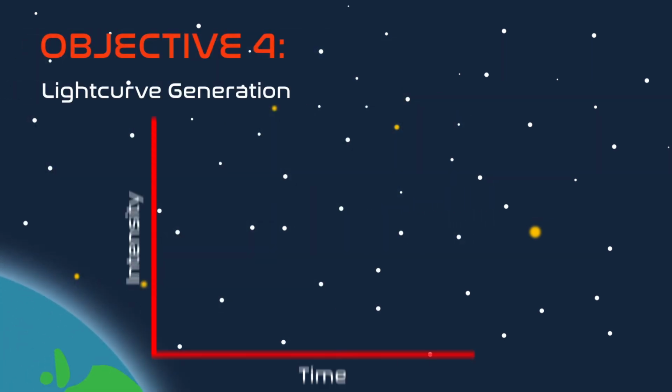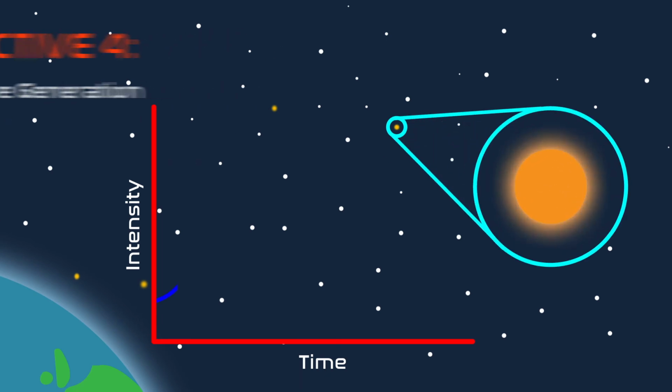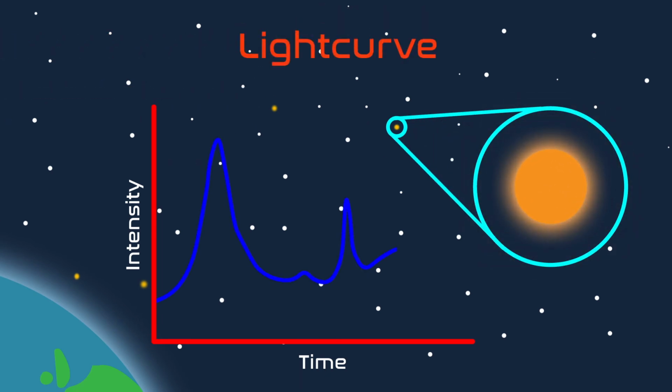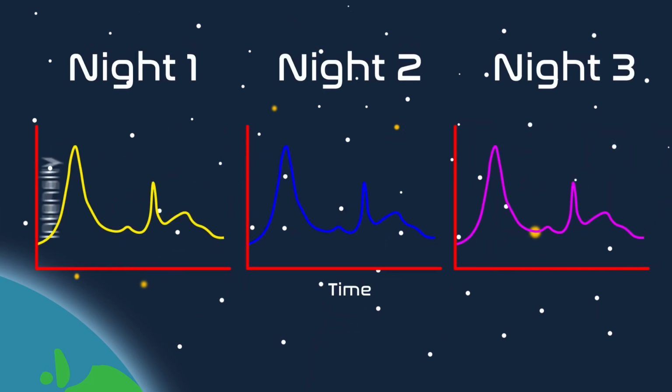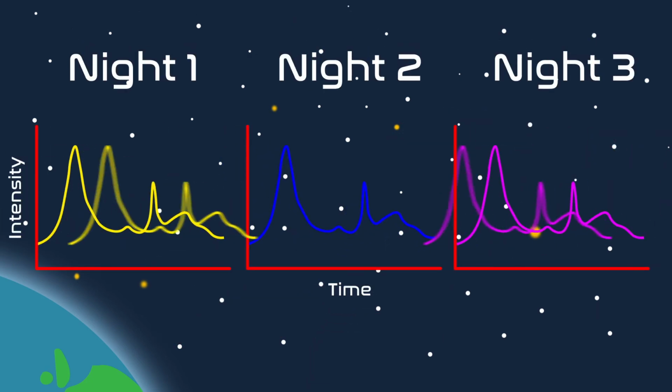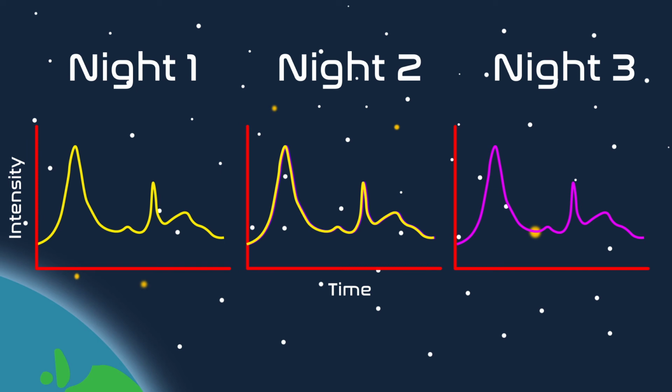The final objective is to generate light curves. Light curves are datasets describing the light emitted or reflected by an object with respect to time or phase angle. By comparing light curves of the same object over multiple nights, we can identify satellites independently of the catalogue data.